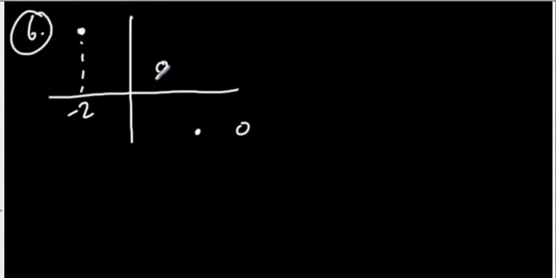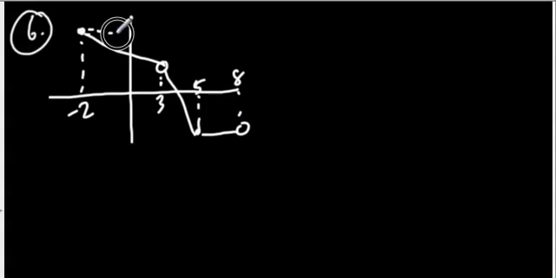Number 6 is here. We have something like that. There's an open circle here, a dot here, and an open circle here. Let's see, what's this? -2, 3, 5, and 8. And this is connected right there. That is connected right there, and this is connected right there.